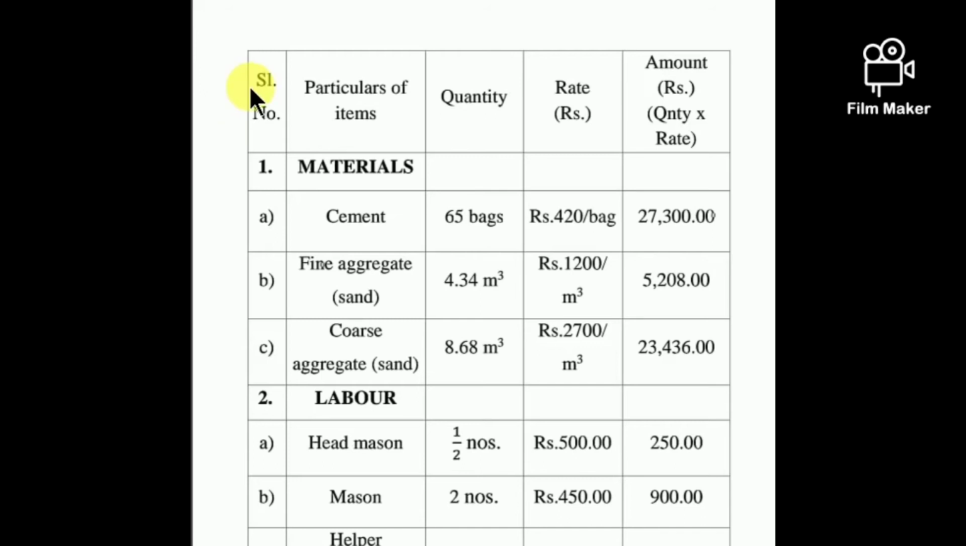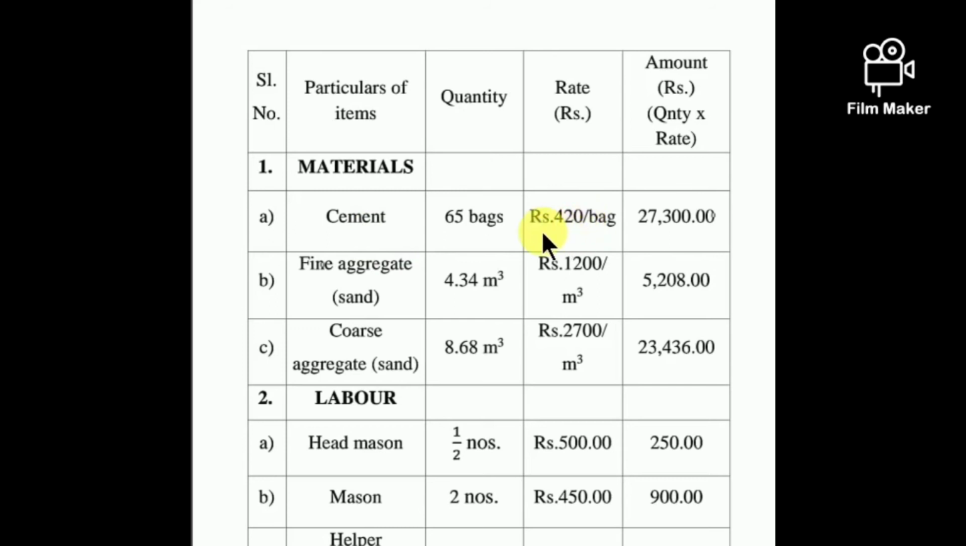Now first we'll make the table in this way: serial number, particulars of items, quantity, rate and amount. This amount is always quantity into rate. Now first we'll do the calculation of materials. We have cement, fine aggregate, coarse aggregate. Cement we got as 65 bags, fine aggregate 4.34 meter cube, coarse aggregate 8.68 meter cube. Now we'll take the current market rates. For cement, we have different rates, starting from 400 to 500 depending on the brand of cement. So we'll take here as 420.